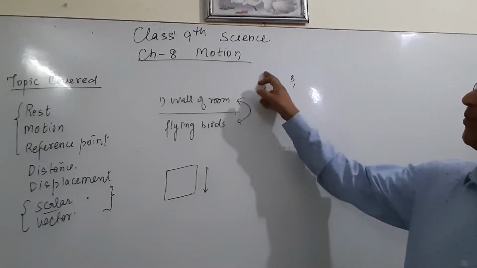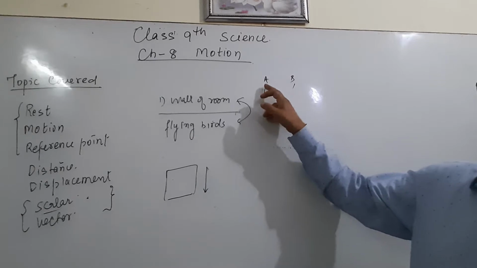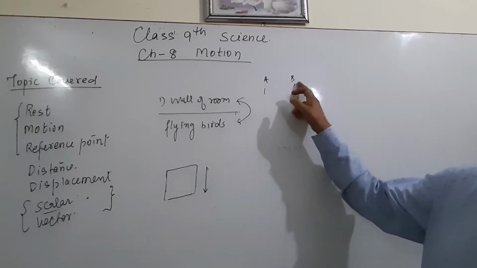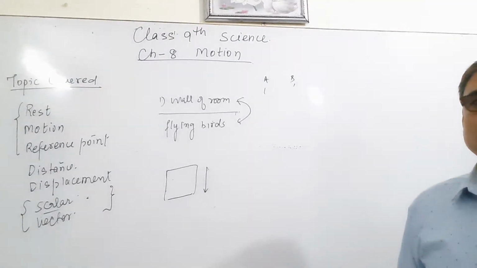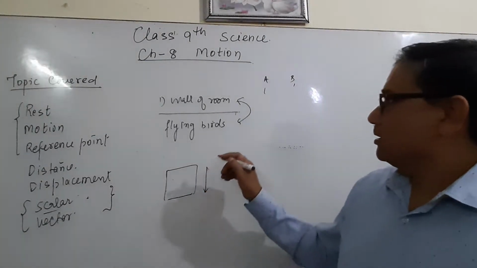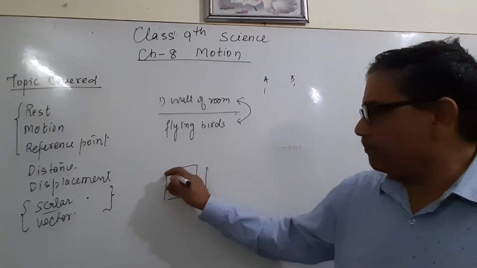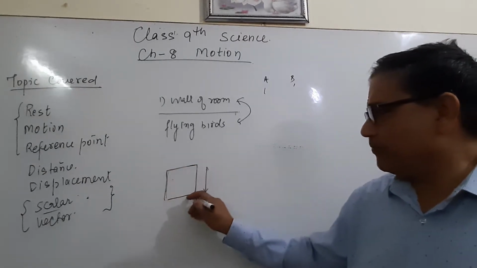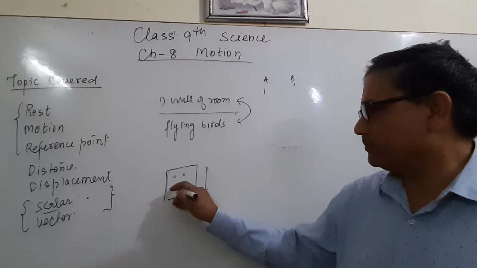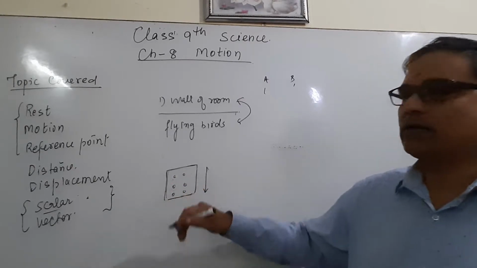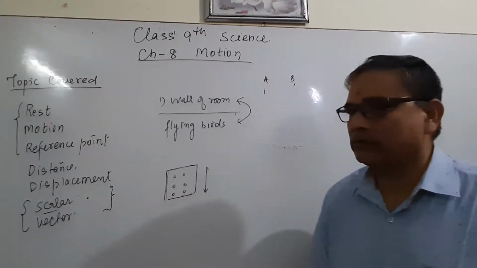According to this person, one object will be in motion, and according to this person, the object will be at rest. There is a difference. Why? A passenger, the bus is moving with the passenger. Here are the passengers inside the bus, and the bus is in motion.